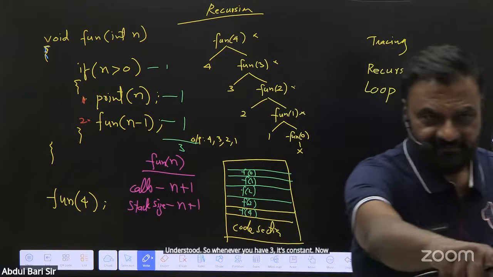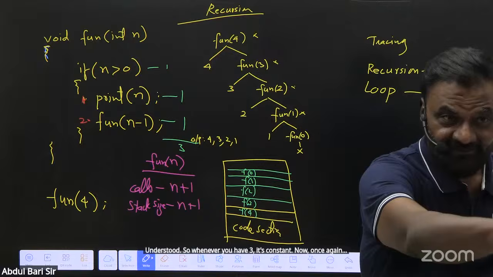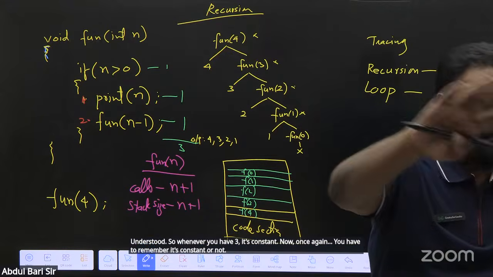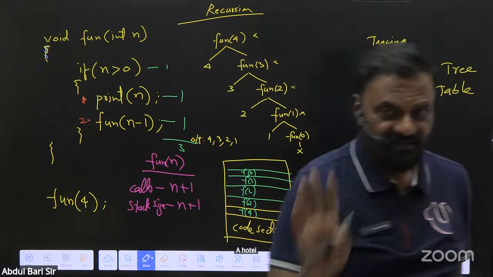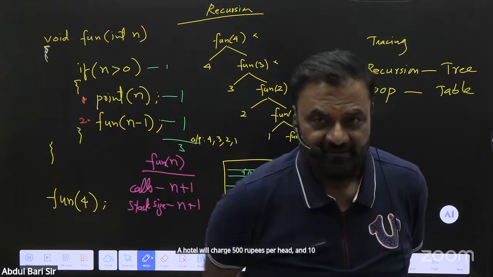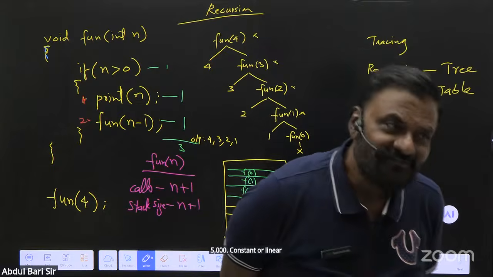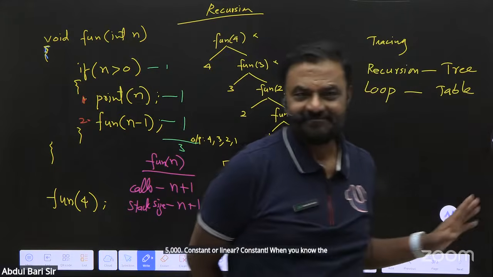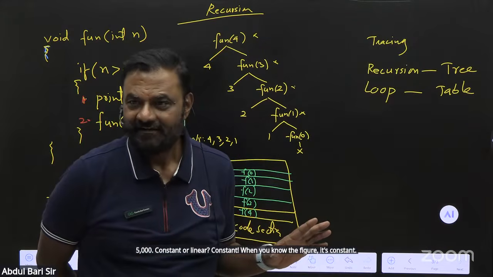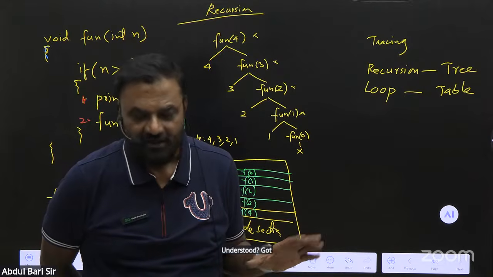Now, once again, you have to tell me whether it's constant or not. A hotel will charge 500 rupees per head and 10 people are going. 5,000. Constant or linear? Constant. When you know the figure, it's constant. Understood? Got it?